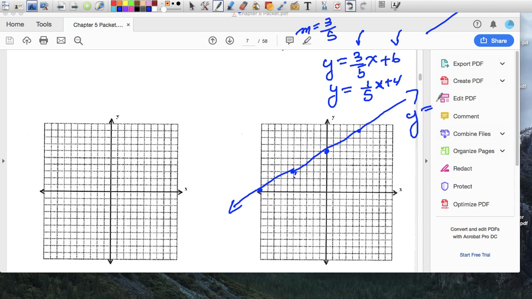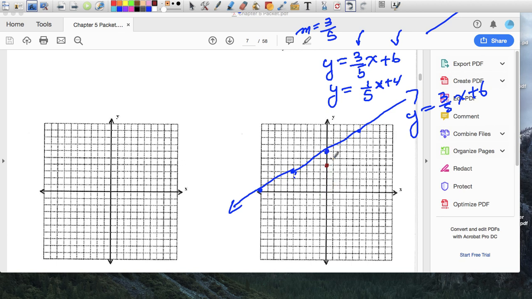So this is my line, y equals 3/5 x plus 6. Change colors. My second one, oh my God, it's really ugly. So my second one, the y-intercept is 4. So 1, 2, 3, 4.